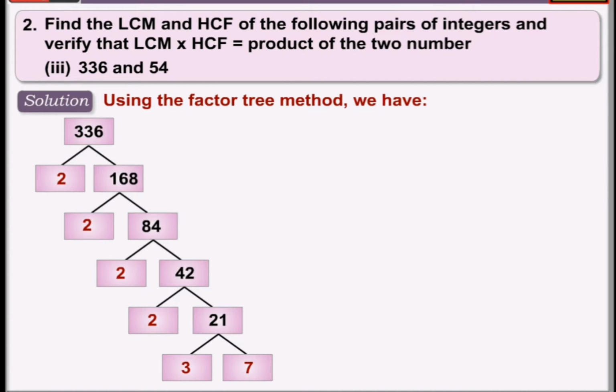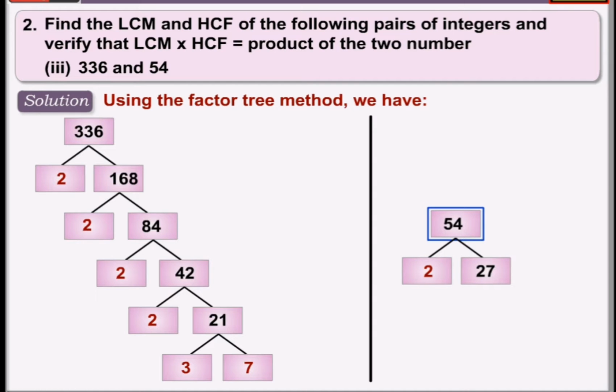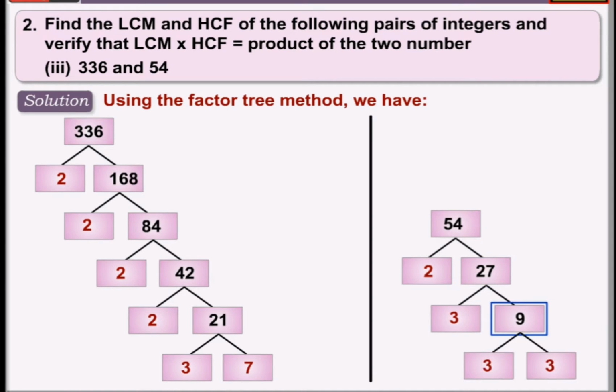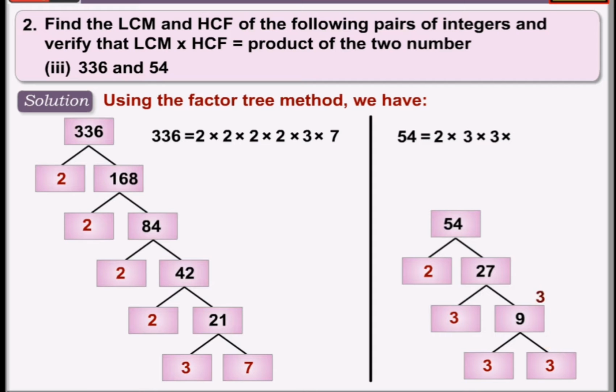Now let us see the factorization of 54. Factors of 54 are 2 and 27. Factors of 27 are 3 and 9. Factors of 9 are 3 and 3. Therefore, 336 is equal to 2 into 2 into 2 into 2 into 3 into 7. And 54 is equal to 2 into 3 into 3 into 3.